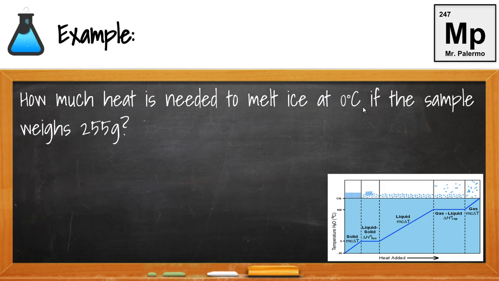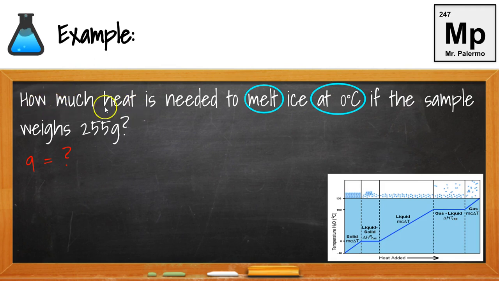Let's see one more example. How much heat is needed to melt ice at 0 degrees Celsius if the sample weighs 255 grams? So let's first figure out which equation we're going to use. So I see the word melt and at 0 degrees Celsius, and so that's indication we are at this phase change here, which is the heat of fusion. So I'm going to use Q equals MHF.